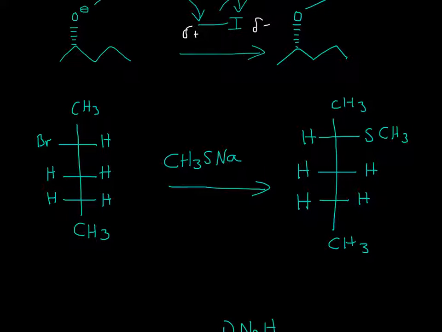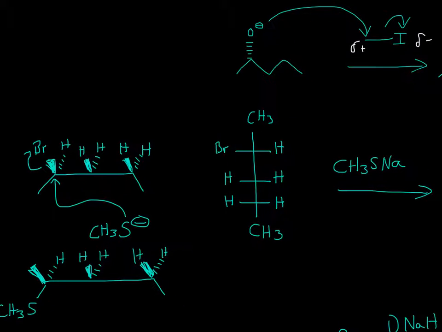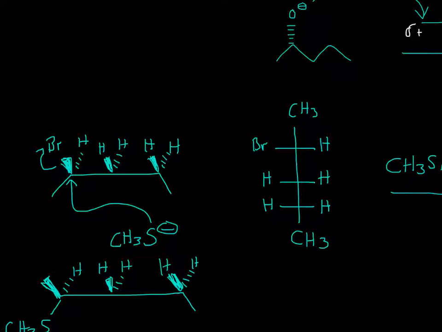So what I'll show is how to actually see this in 3D form. This is the Fischer projection. That means that the horizontal lines mean that it's coming out of the page, and the CH3 means that it's going into the page. The vertical lines mean that it's going into the page, but the horizontal lines mean that it's coming out of the page.